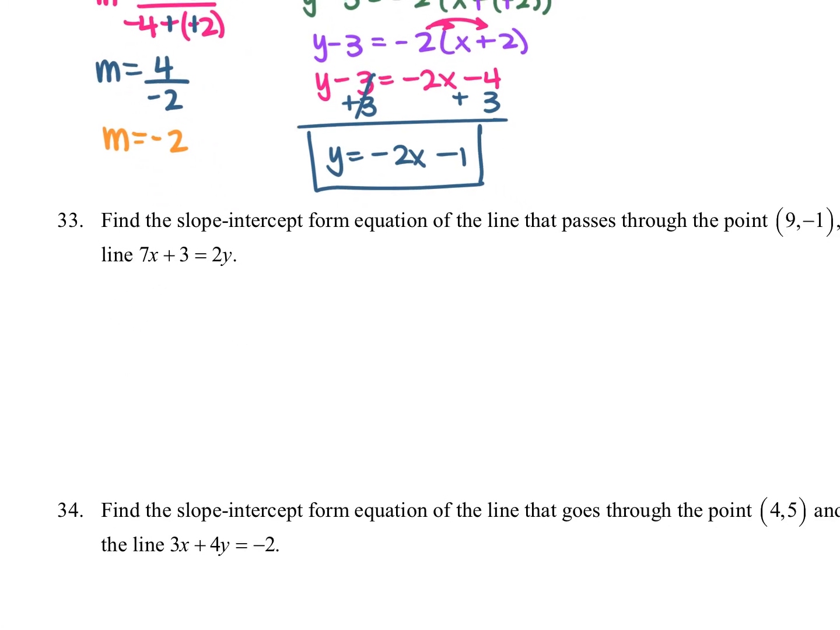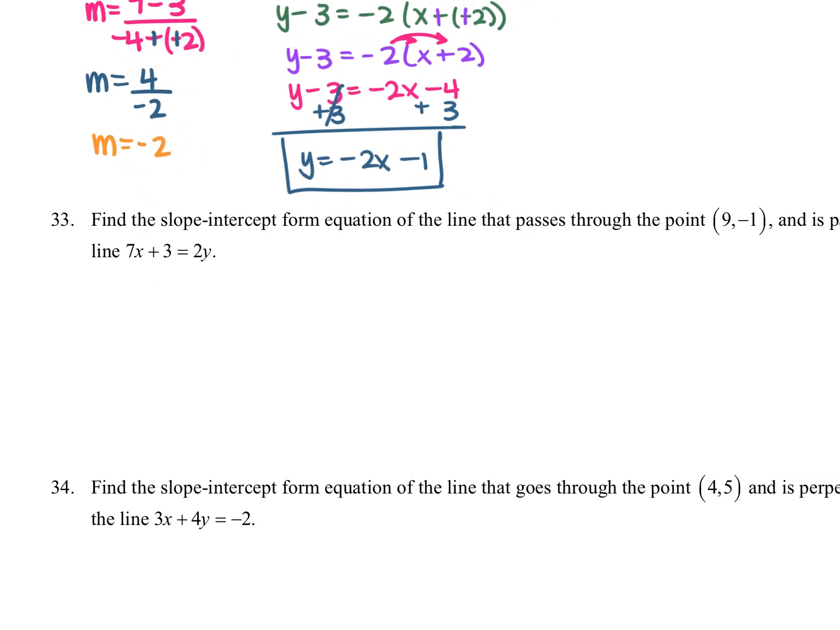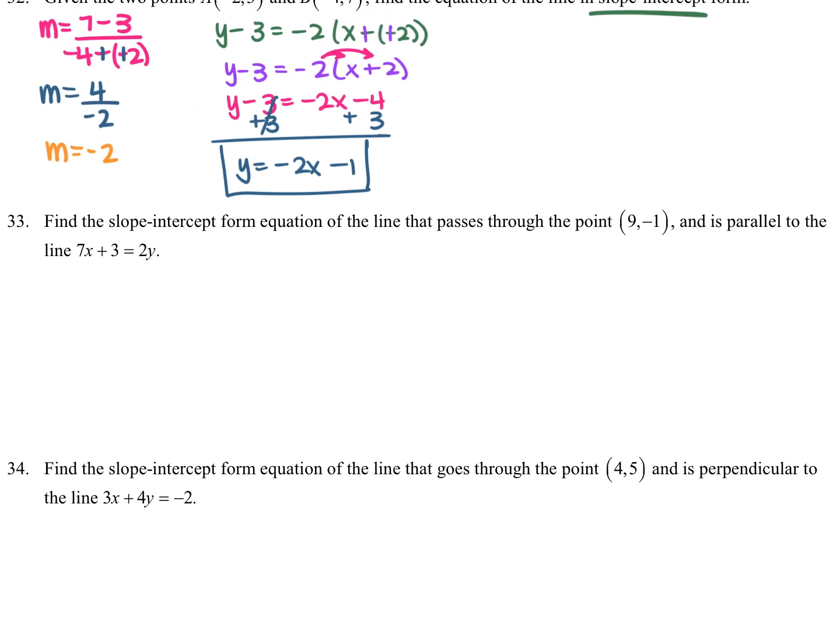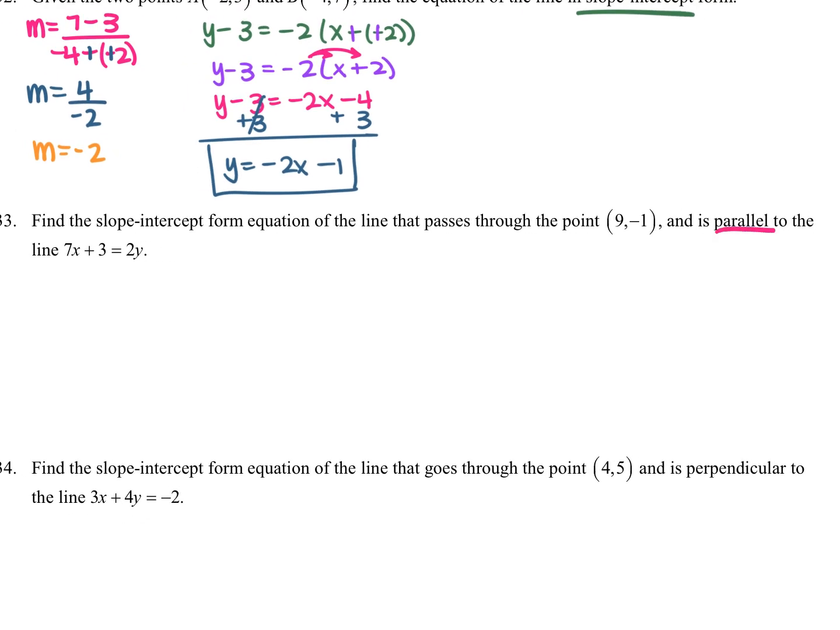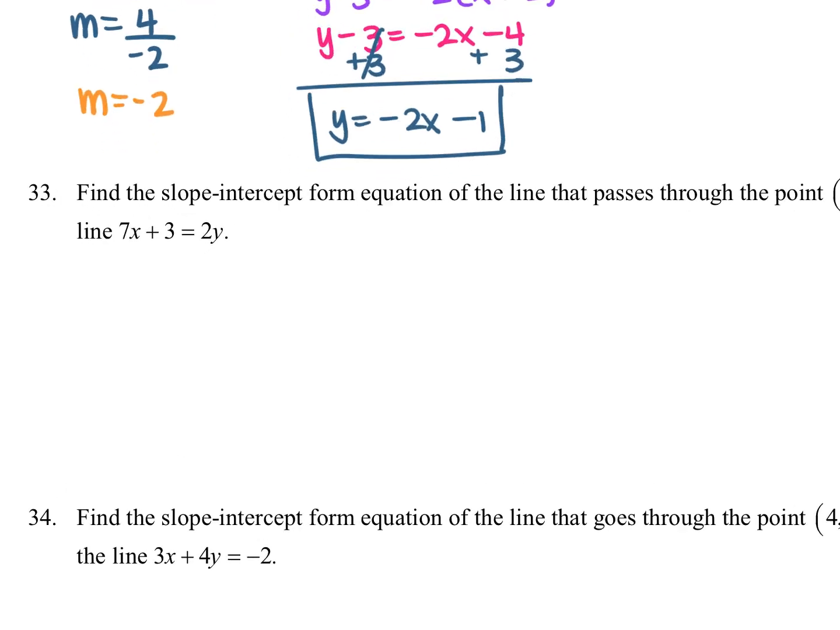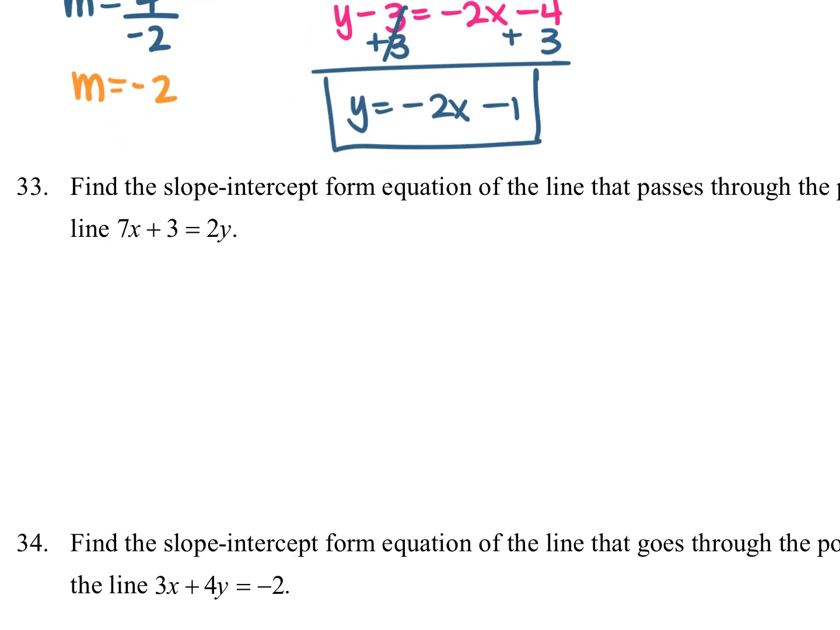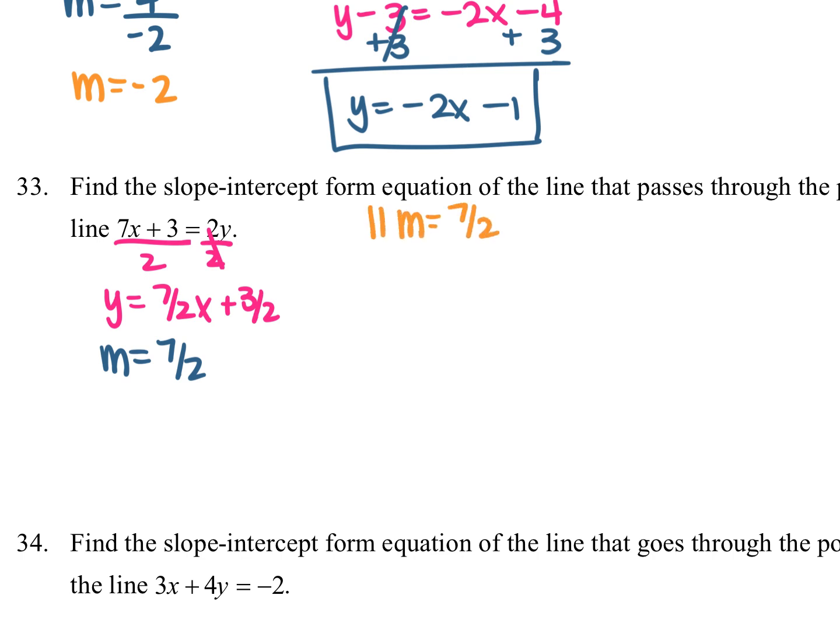For 33, we are finding the slope-intercept form of the equation that passes through the point 9, negative 1 that is parallel, so it has the same slope, to the line 7x plus 3 is equal to 2y. If we solve for y to find what our slope is for this line, we get y is equal to 7 over 2x plus 3 over 2. So the slope of this line is 7 over 2. The parallel slope is 7 over 2 because it stays the same.